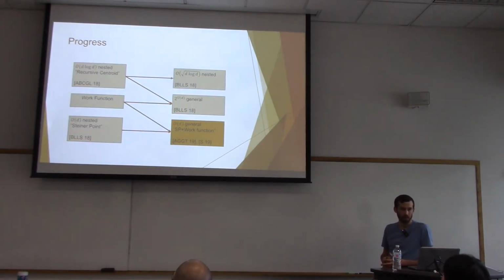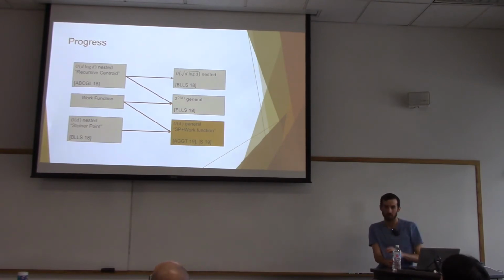So here's the main progress that we'll be talking about, and this is also going to serve as the outline for the talk. First, there's a paper that did something called recursive centroid, and that was the first polynomial algorithm for the nested case, and it got d log d. And this was refined to a square root d log d for the nested case, which is basically optimal, give or take a square root log factor that no one's too concerned about.